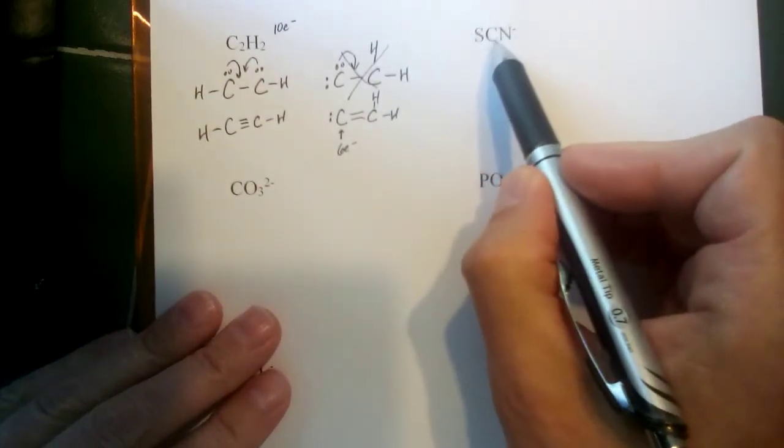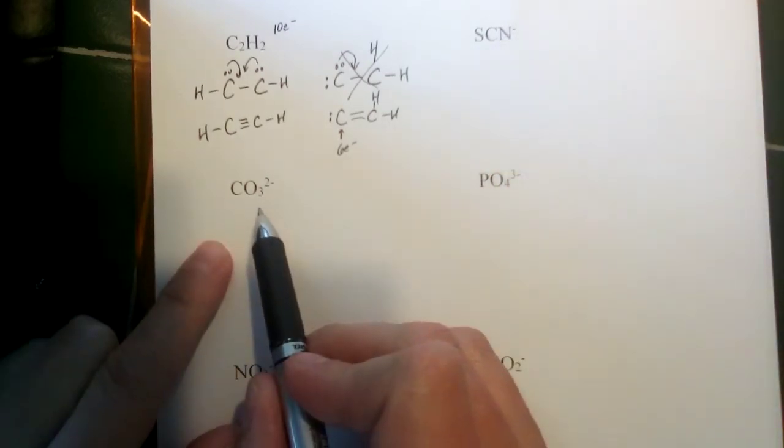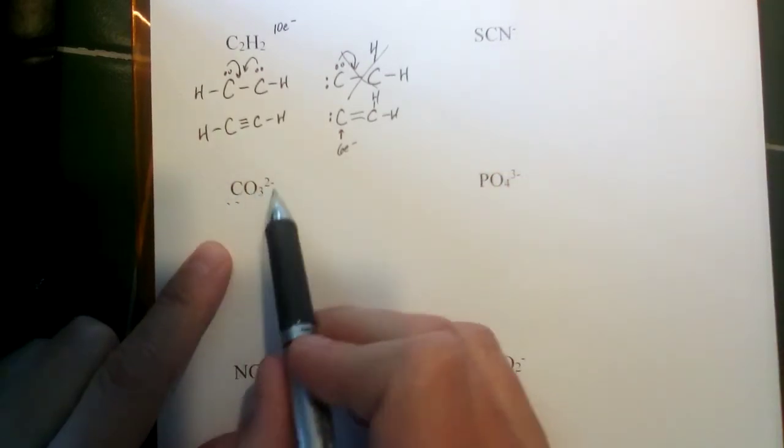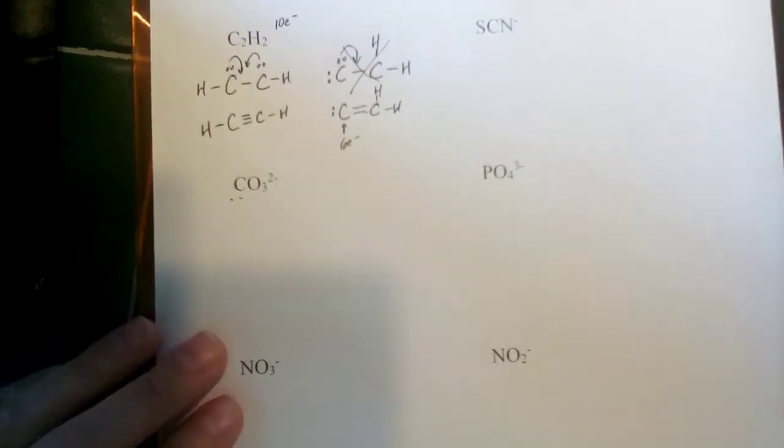Okay. Now, the next one I have on my list is SCN. I'm actually going to jump ahead to carbonate here, carbonate ion, because it'll be a little easier to talk about the remaining issue that we need to talk about. And then we'll come back to SCN and see why that's maybe a slightly more complicated case.